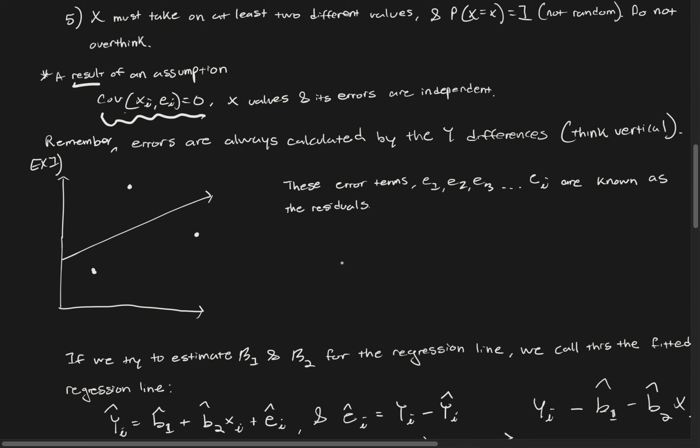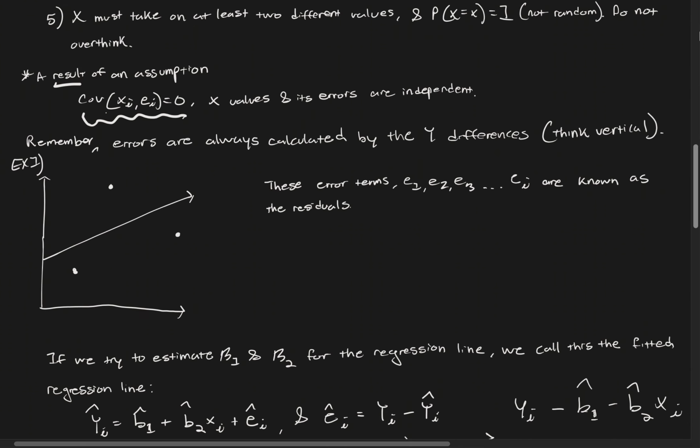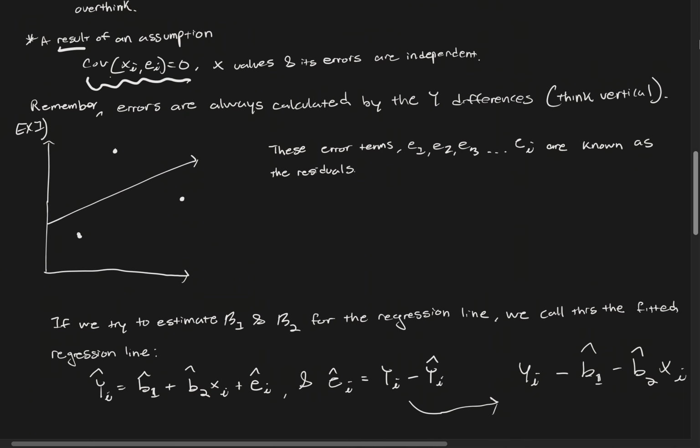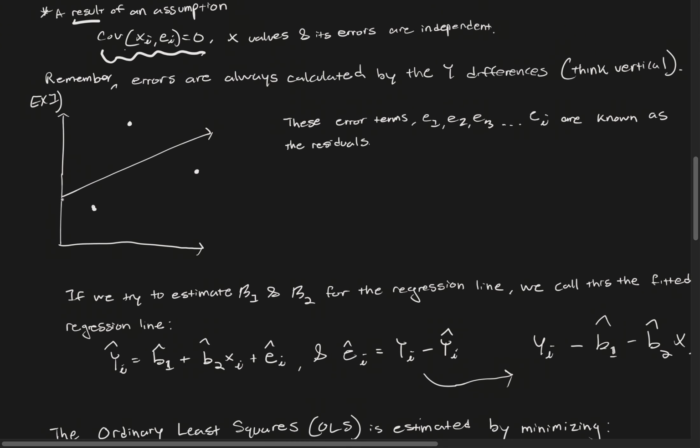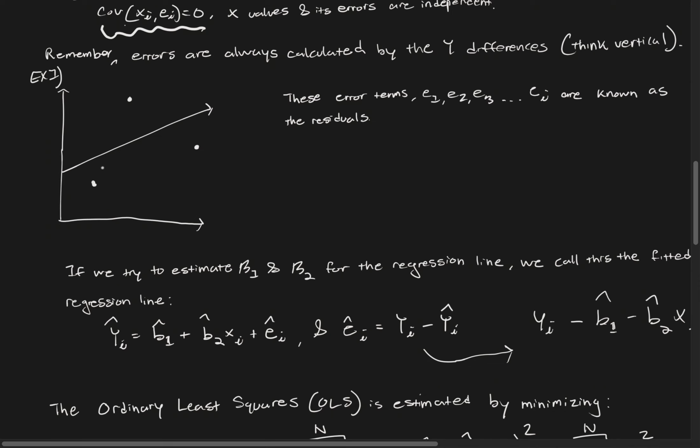All right, so remember, errors are always calculated by the y differences, as I mentioned before. If we have 3 x values given here, remember that it's always the vertical differences. So for the first x1 value, we have the y value given here, and the error is based off the differences here. We're not measuring the diagonal differences or whatever, it's just the y-axis.